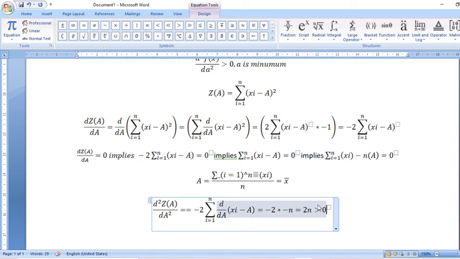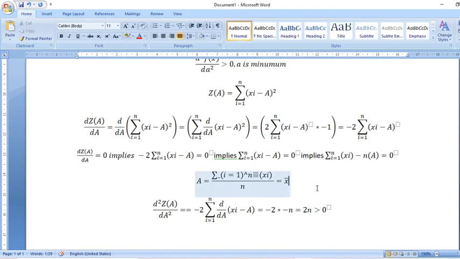0. So we obtained that the second derivative d square z by dA square equals minus 2 into summation i from 1 to n of d by dA of xi minus a, that equals minus 2 into minus n, that equals 2n greater than 0. So we verified that at the point x bar, where a equals x bar, x bar will be the point of minimum for this function z of a.